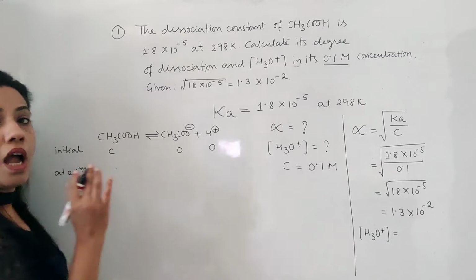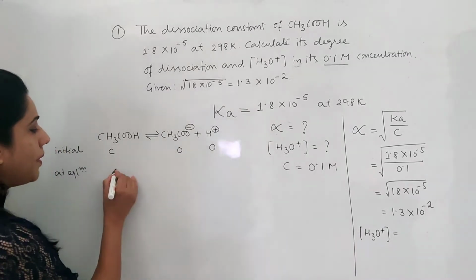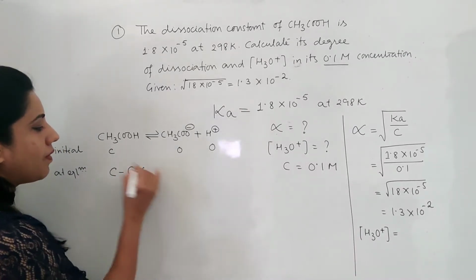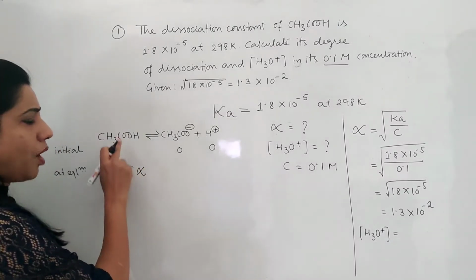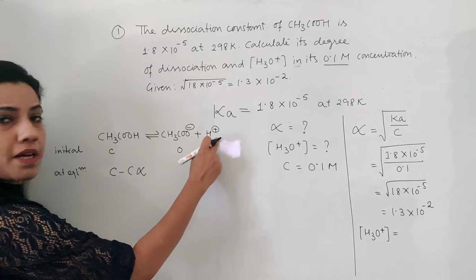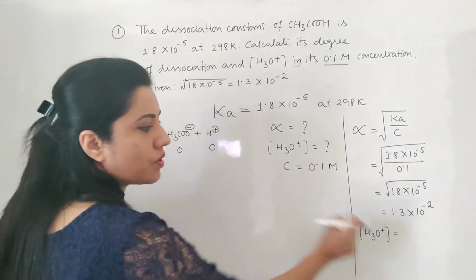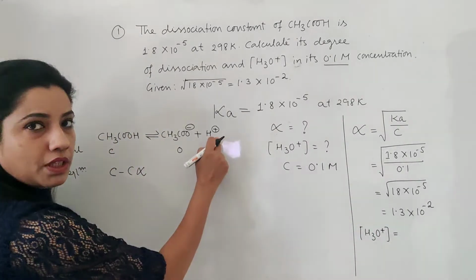CH3COOH, this molecule. How much is remaining at the equilibrium? It is C minus C alpha which is remaining. Now see, from 1 mole of CH3COOH, 1 mole of H plus is obtained. We have to find out the concentration of H3O plus.